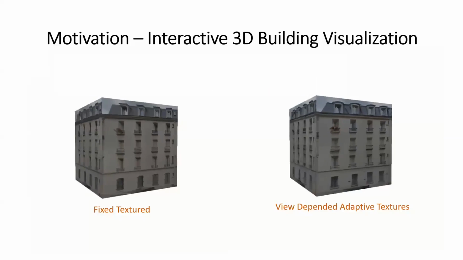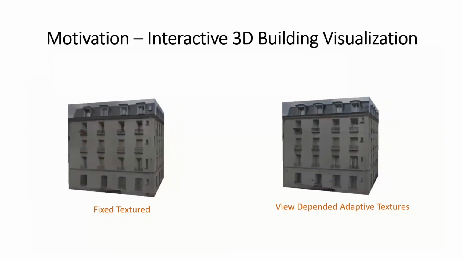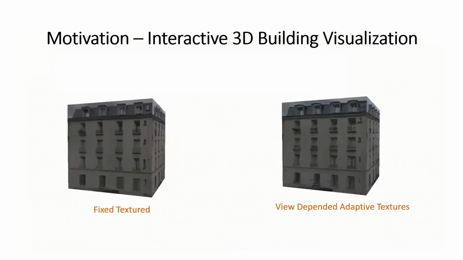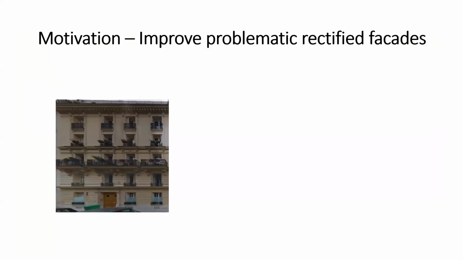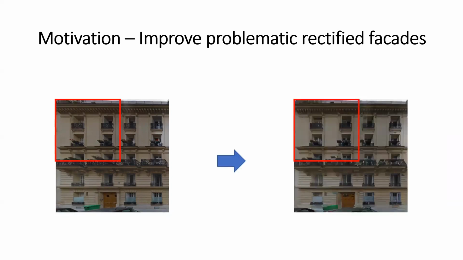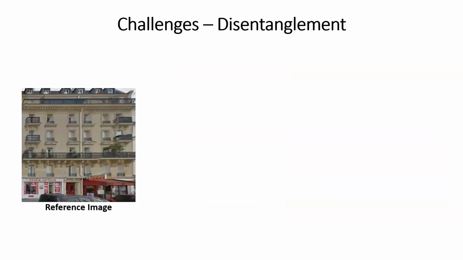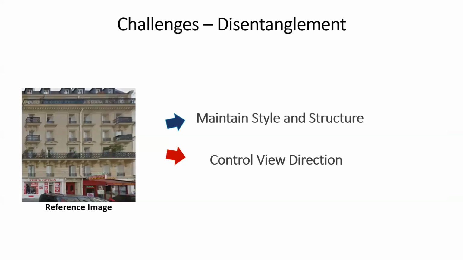One of our primary motivations stems from the growing demand for rich visual representations of building facades across various sectors that require convenient 3D visualizations. Another motivation is the opportunity to enhance existing urban facade datasets by improving problematic facades that exhibit high distortions. Intuitively, this challenge can be addressed by synthesizing the rectified facade from a more optimal viewpoint. The primary challenge for our task is that we need to enable multi-view synthesis, while our data do not contain multiple views from the same facade. Another challenge involves the disentanglement between the structure of the facade and the view direction of the camera.